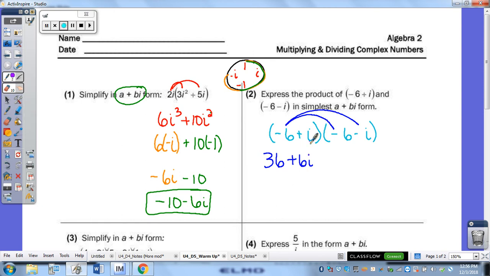And now I'm going to do my i. i times negative 6 is negative 6i. i times negative i is negative i squared. Remember, it's like your x's, you add those exponents. 6i and negative 6i cancel each other out. i squared is negative 1. So that means we have 36 minus negative 1. Subtracting a negative really means we're adding. So our final answer here is 37.